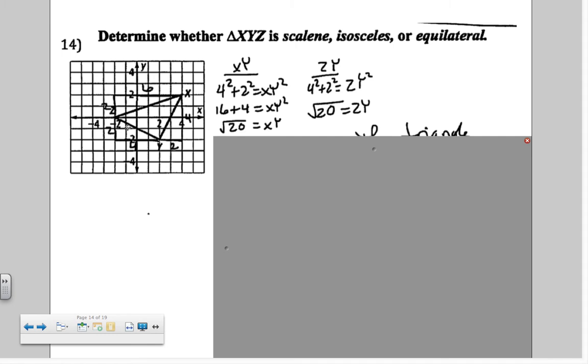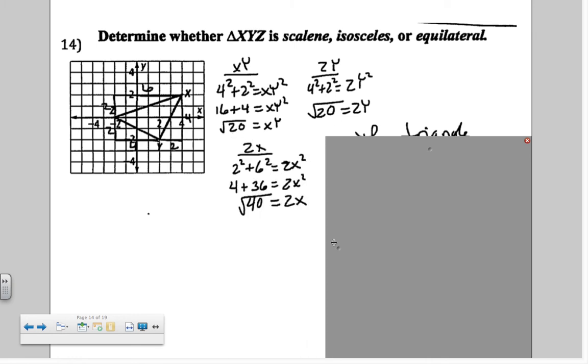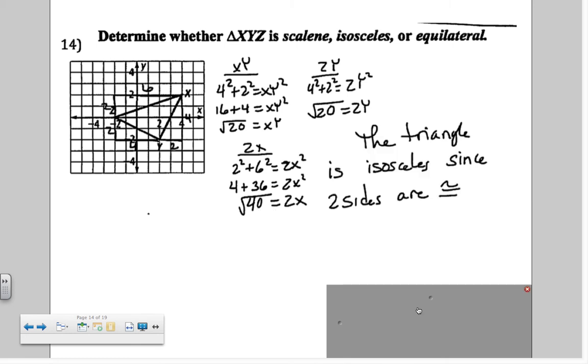ZY, I can see I go down 2, to the right 4, so that's also 4 squared plus 2 squared. So I know ZY is going to be square root of 20. Then if I do ZX, I went up 2, to the right 6, 2 squared plus 6 squared gives me 40. So I know that ZX is square root of 40. So this triangle is isosceles since two of the sides are congruent.